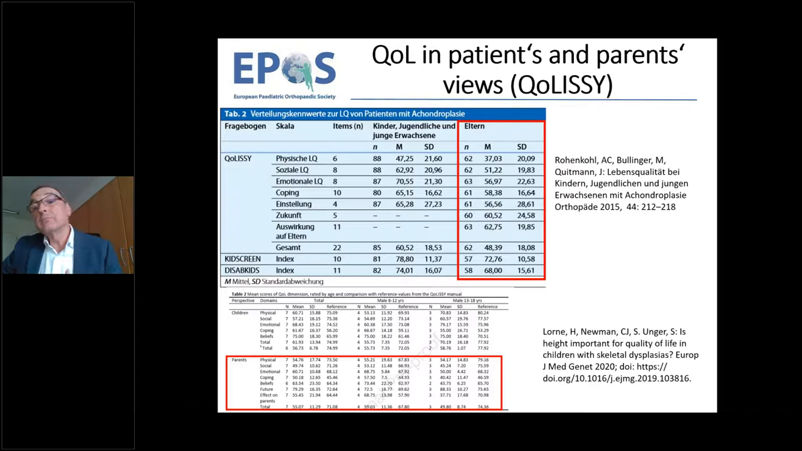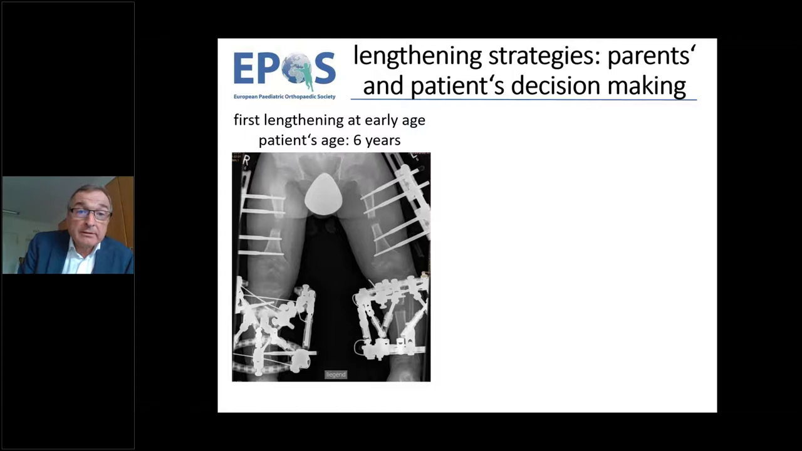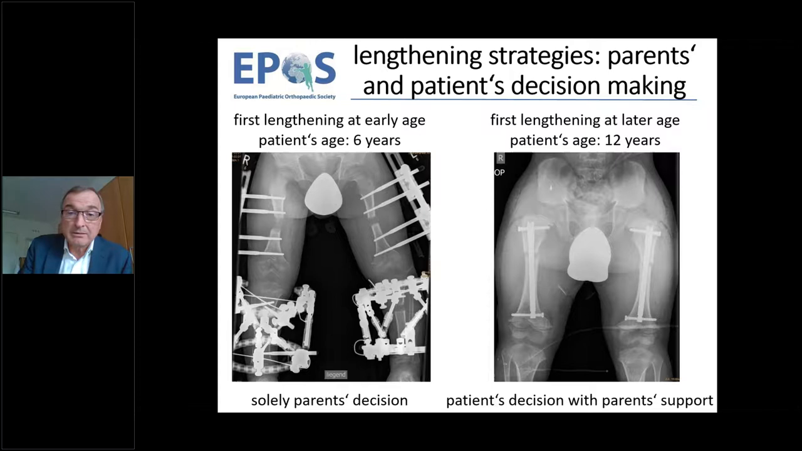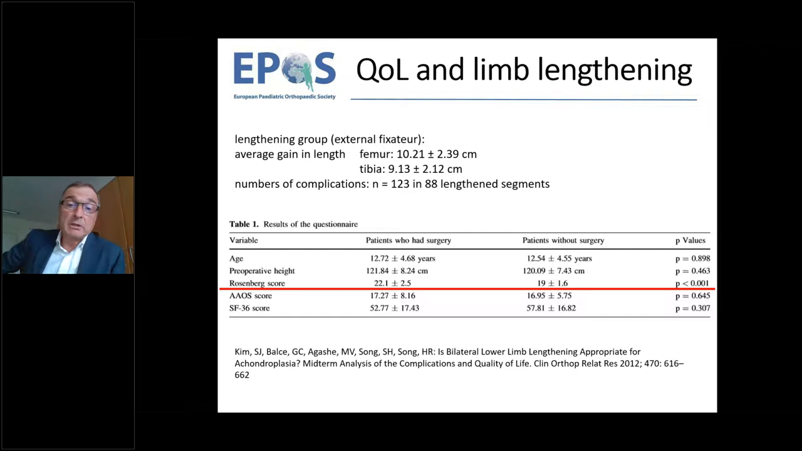So when we decide on a first lengthening at an early age, like on this page, age 6 years, it is solely the parents' decision to lengthen the patient. But if we start much later and come up with the first lengthening, like in this case at age 12, it's clearly a patient's decision with parental guidance. So a much better choice, because the patient himself has given us his wishes, and we know what he wants.